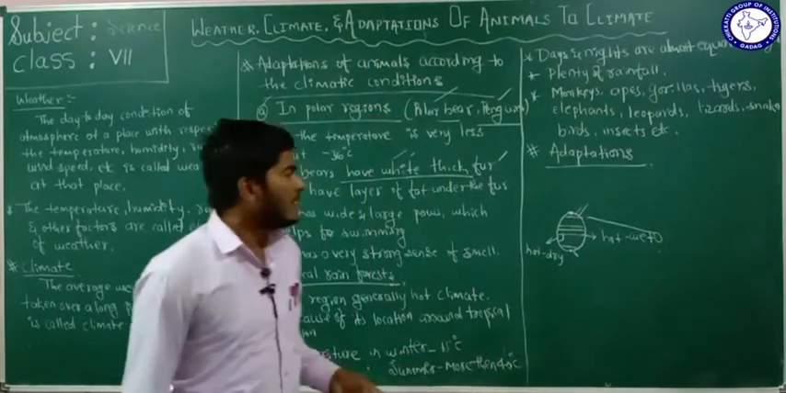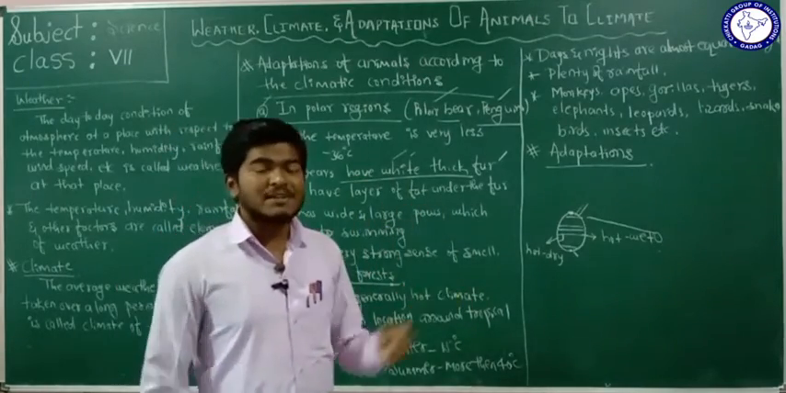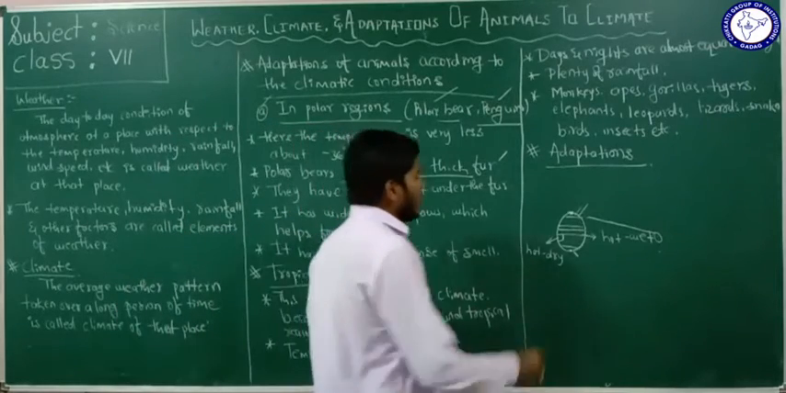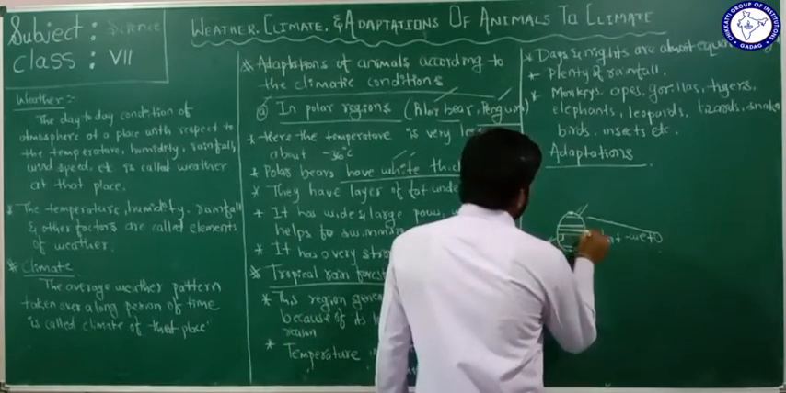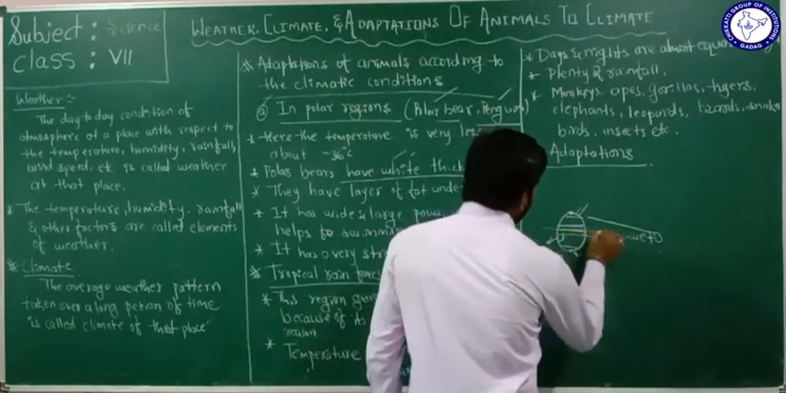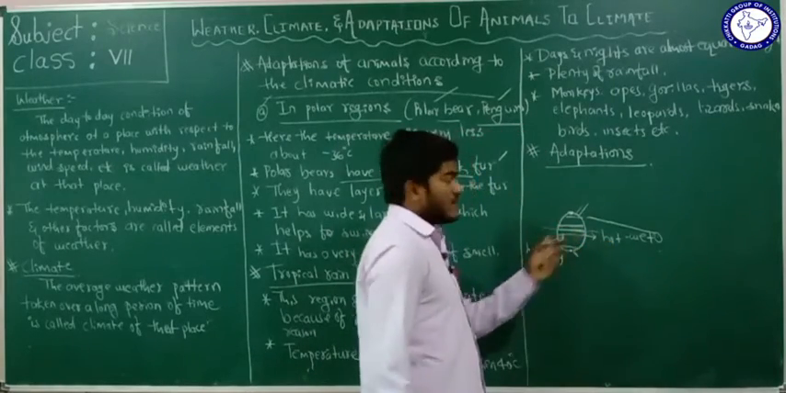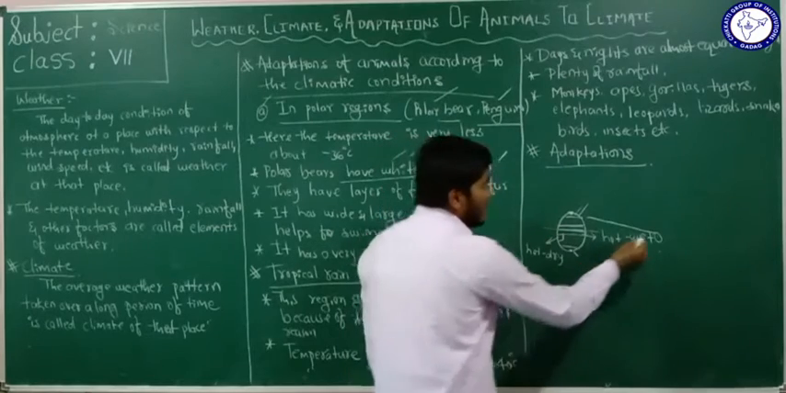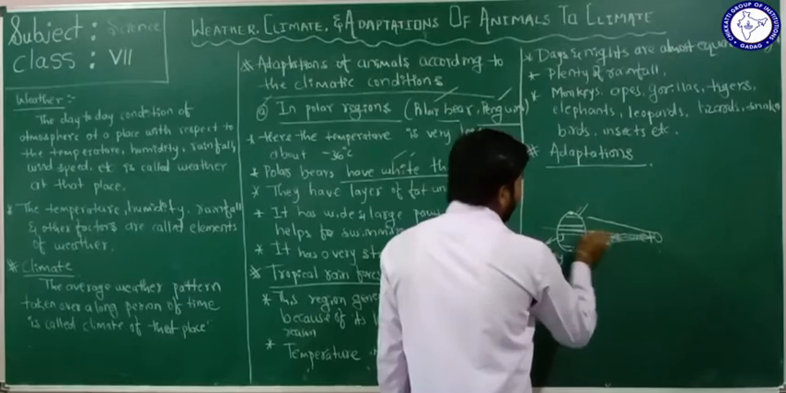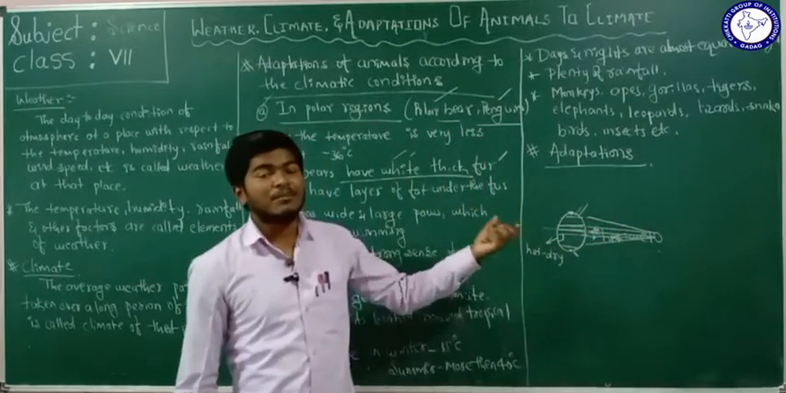Now I consider one earth region, in which region which animals are present and what adaptations they take on, that will be seen now. The region I am considering here is the region around the equator. The equator is present at the middle part of the earth. In the equator region it gets more heat from the sun. Why? Because the rays fall directly on the equator region. Therefore we always see more temperature here.